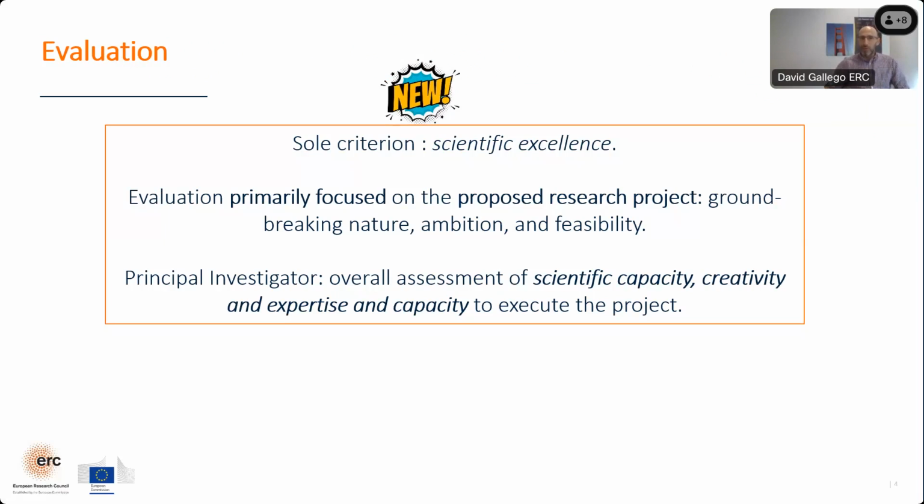So the primary focus is on the proposed research, on the ambition, on the groundbreaking nature, and the principal investigator is also assessed. But the novelty is that the principal investigator or the applicant is evaluated only on their capacity and their independence to carry out the proposed research. So it's not a competition of who has the best CV. You just have to demonstrate that you are able to carry out the research you are proposing.